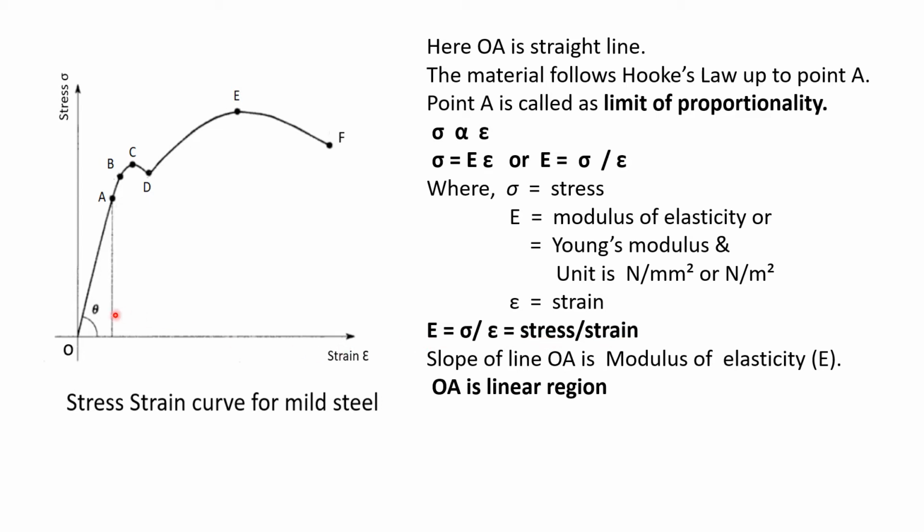Here OA is a straight line, and if we take the slope of this straight line OA, then it is equal to the modulus of elasticity E. OA is a linear region because this is a straight line. So this OA region is a linear region.